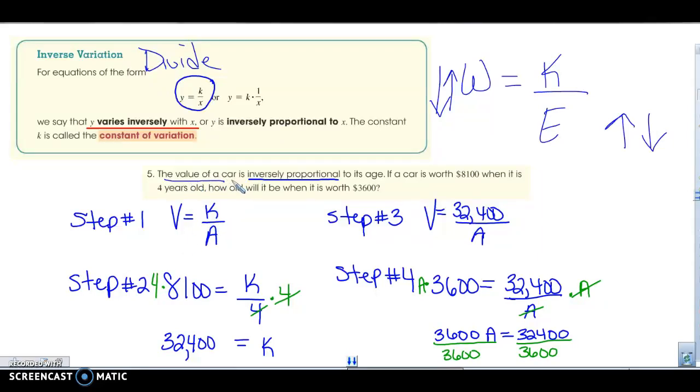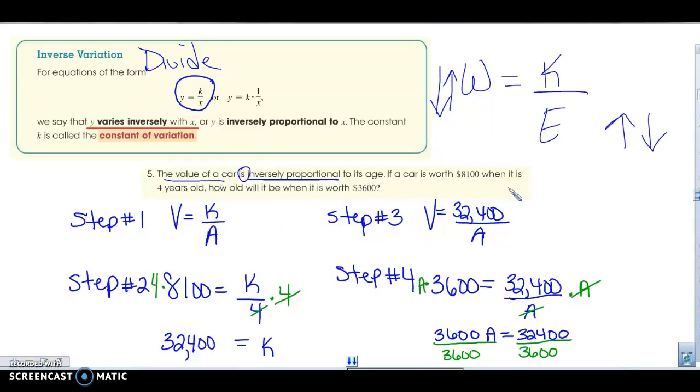The value of a car, V, is, so I know that's my equal sign, inversely proportional, so I know I'm about to divide K. K is a part of every single problem, okay? So inversely proportional to its age. So I'm dividing K by A. As soon as we see the word inverse, we put our K and then we look to see what to divide it by. In the previous problem, when we saw the word direct, we put our K and we look to see what to multiply by.